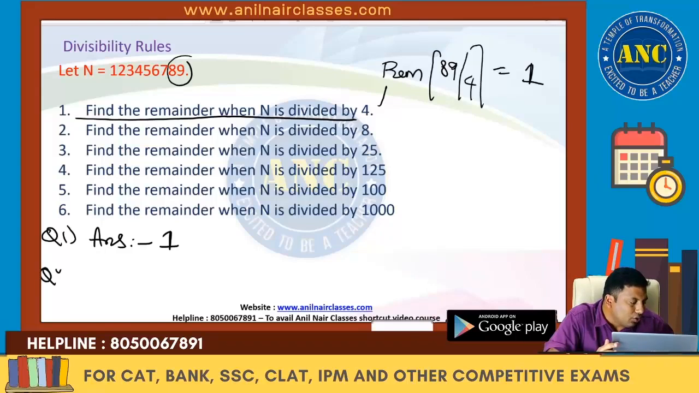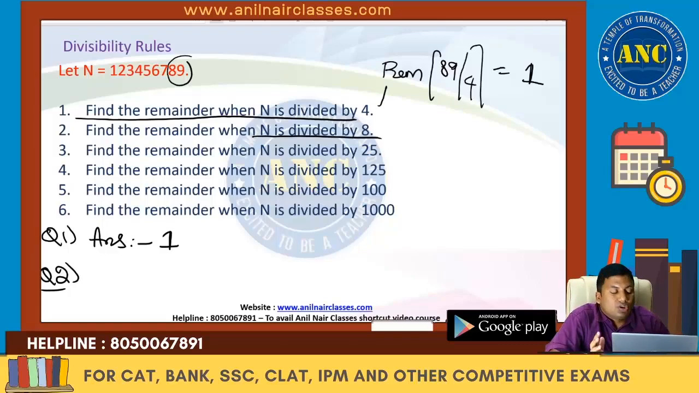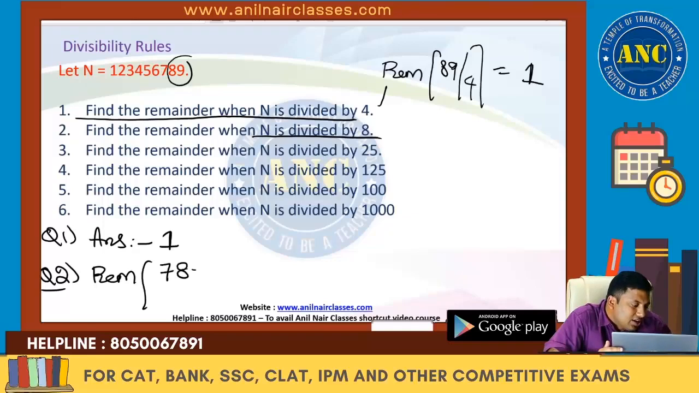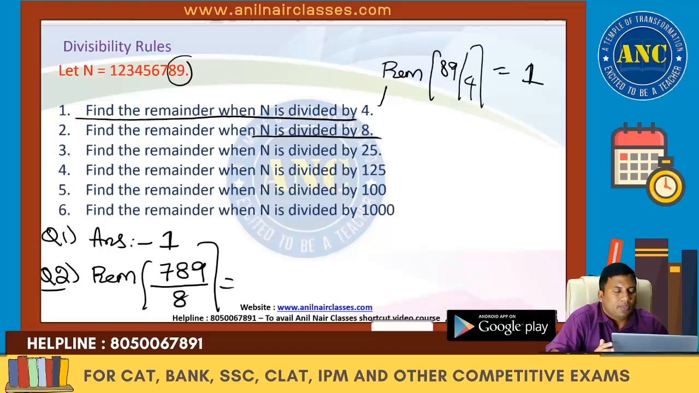Now question 2. What is the remainder when a number is divided by 8? 8 is 2 power 3. The last 3 digits should be divisible by 8. The last 3 digits are 789, when divided by 8: 8 9s are 72, 72 and 69. 8 8s are 64. What is the remainder? 5.